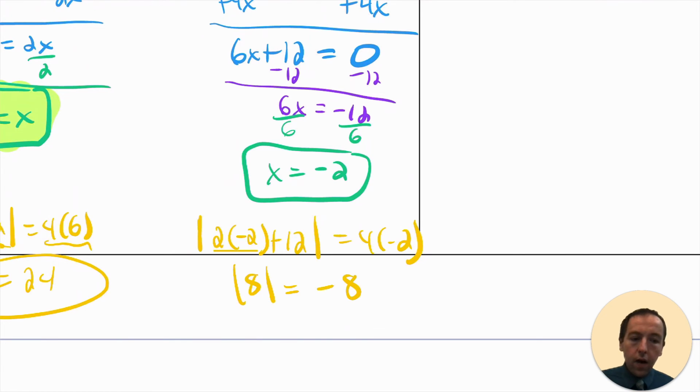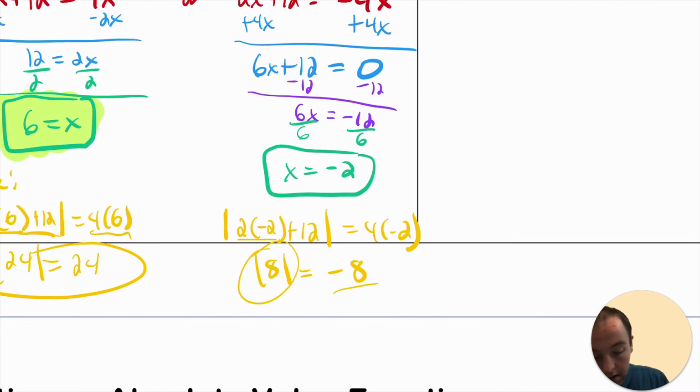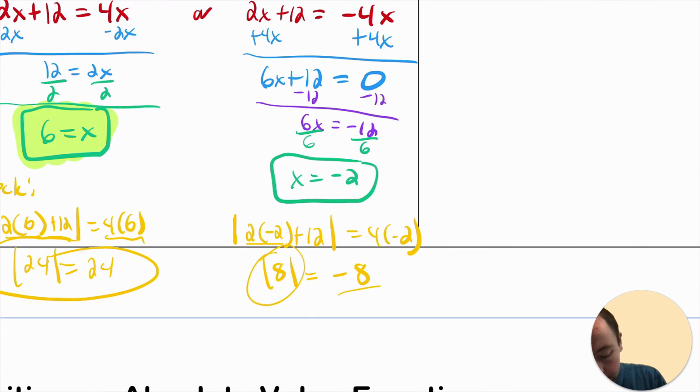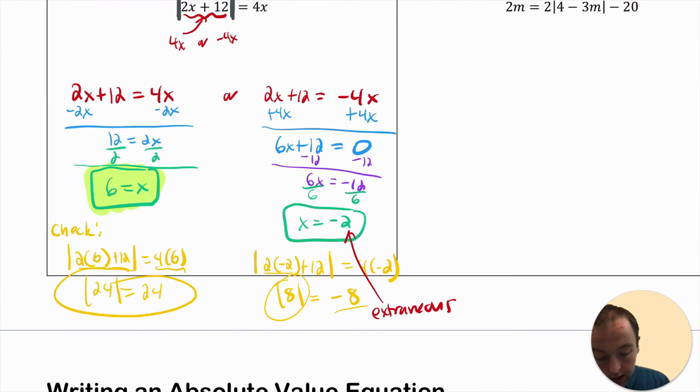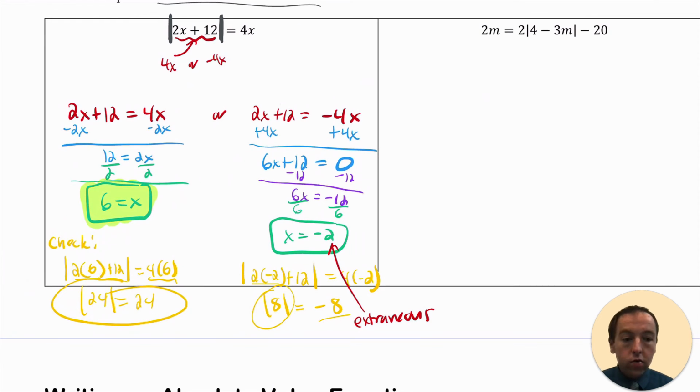Okay, you can see that that's not going to work, because the absolute value of 8 is 8, and that can't equal negative 8. So therefore, we'll just acknowledge that this one right here is an extraneous solution, so it's not an answer to the equation. So the only answer to the problem there is just x equals 6. I'll just leave what I have highlighted in green there as the answer.